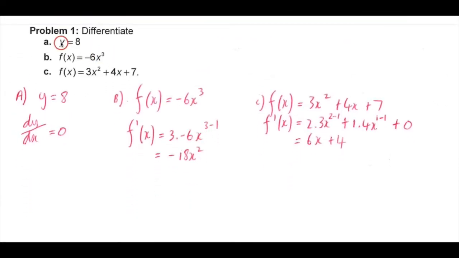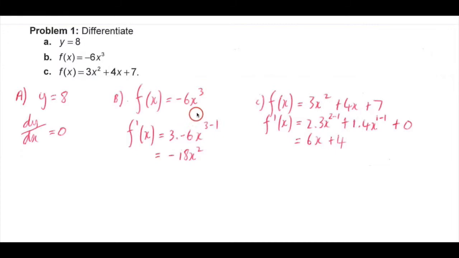So here in problem 1, we've got y equaling 8, and of course 8 is a constant. So here we have y equals 8. The dy dx, the derivative of y, is equal to 0, because the derivative of any constant is equal to 0.